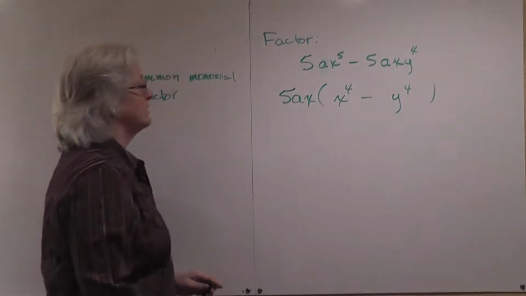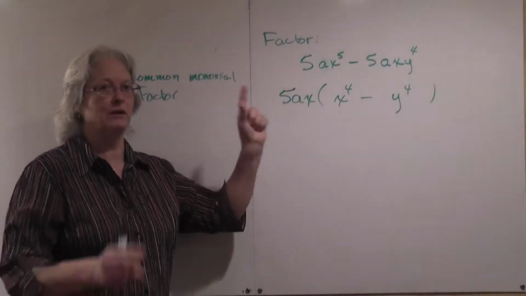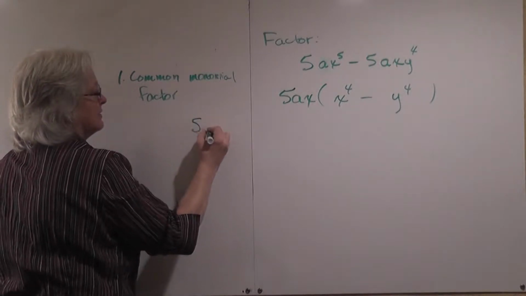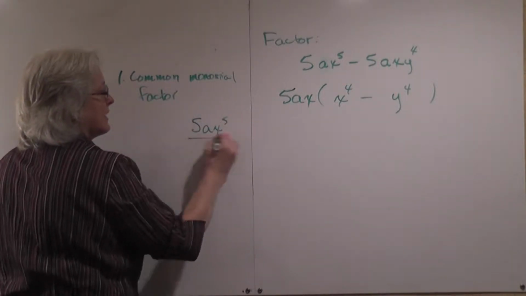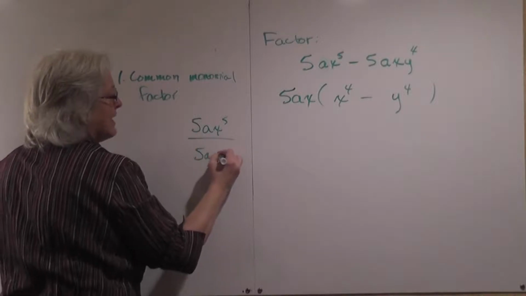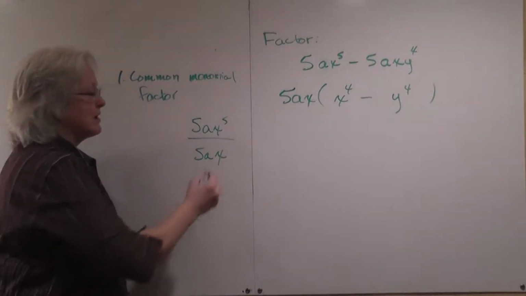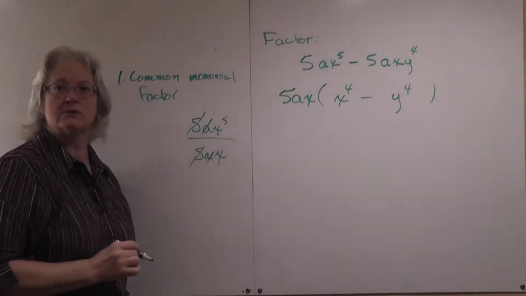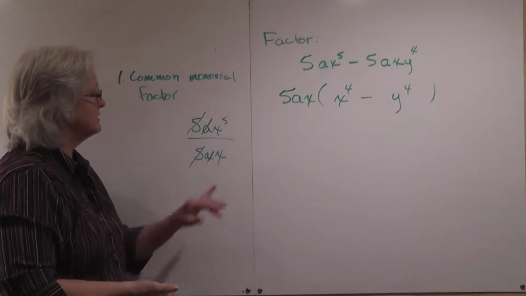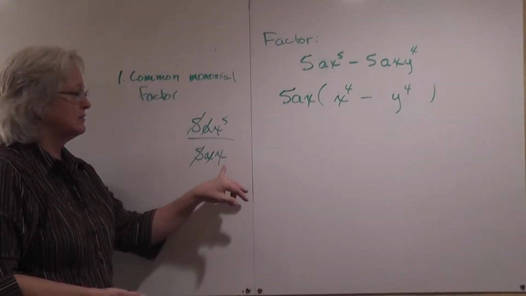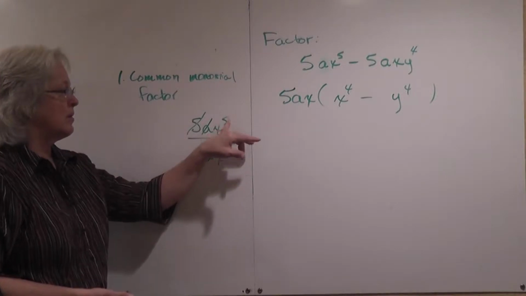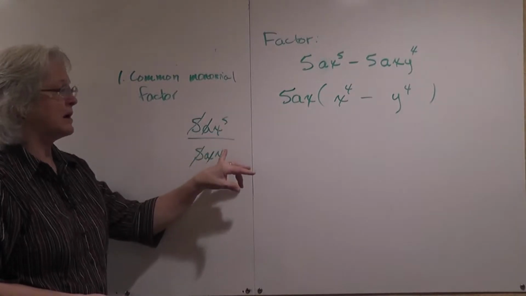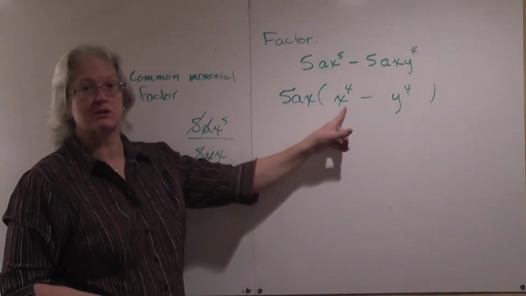Let me show you right quickly. If you don't see what you can factor out, what we're actually doing is we're saying 5ax to the 5th and dividing that by 5ax. You see that we have a common factor of 5 that cancels. We have a common factor of a that cancels. And we use our exponent rules to tell us when we have x to the 5th divided by x, all we're going to do is subtract those exponents. So it becomes x to the 5 minus 1, which gives me x to the 4th.